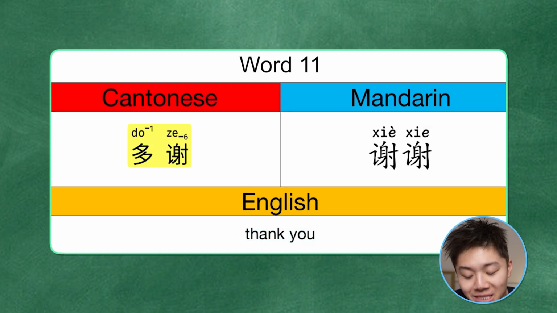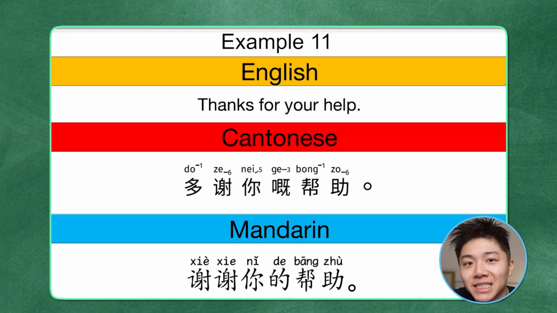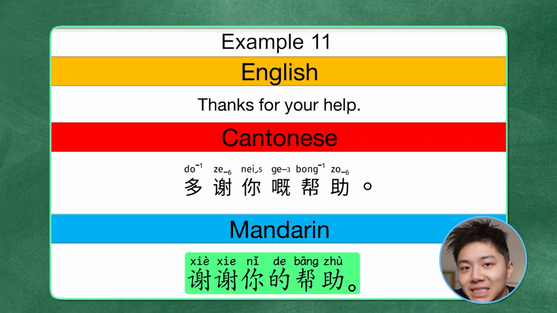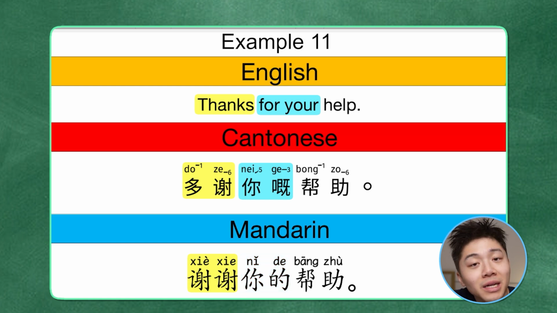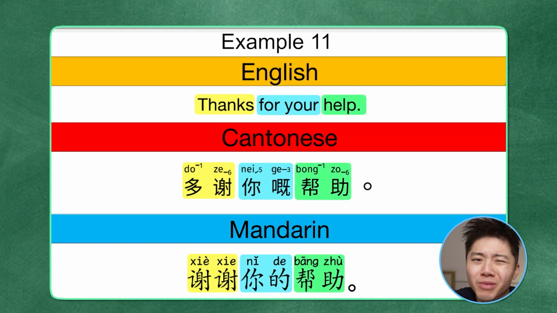In Cantonese, 多謝. In Mandarin, 謝謝. So for example, thanks for your help. In Cantonese, 多謝你嘅幫助. In Mandarin, 謝謝你的幫助. So in Cantonese, to say thank you, we use 多謝. In Mandarin, we say 謝謝. 你嘅 means your. In Mandarin, 你的. And 幫助 means help in Cantonese, and 幫助 in Mandarin.